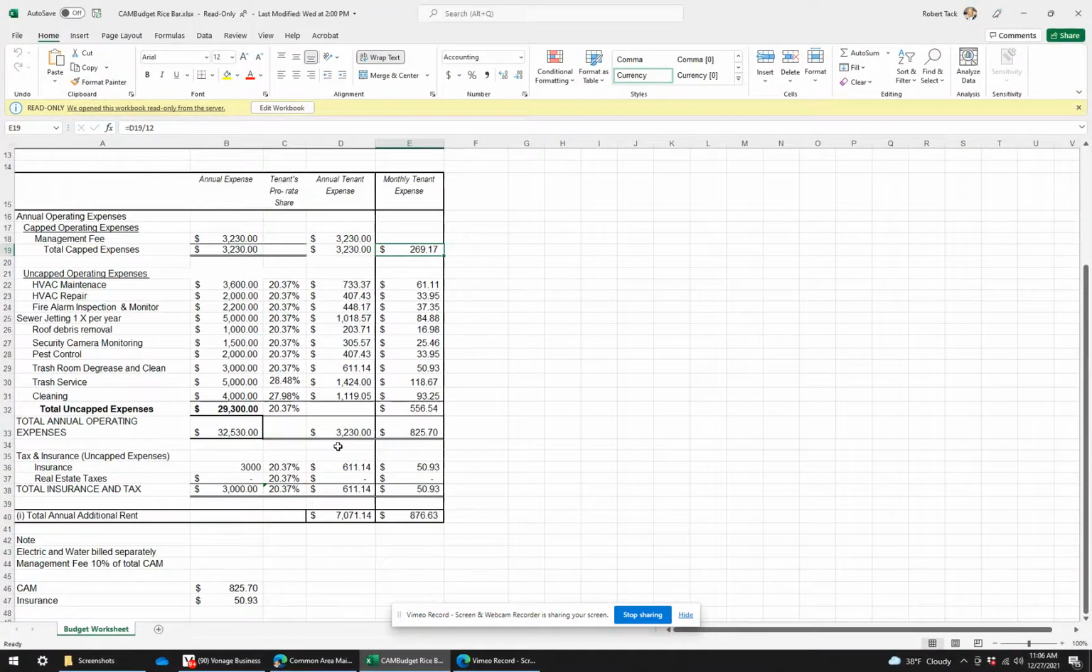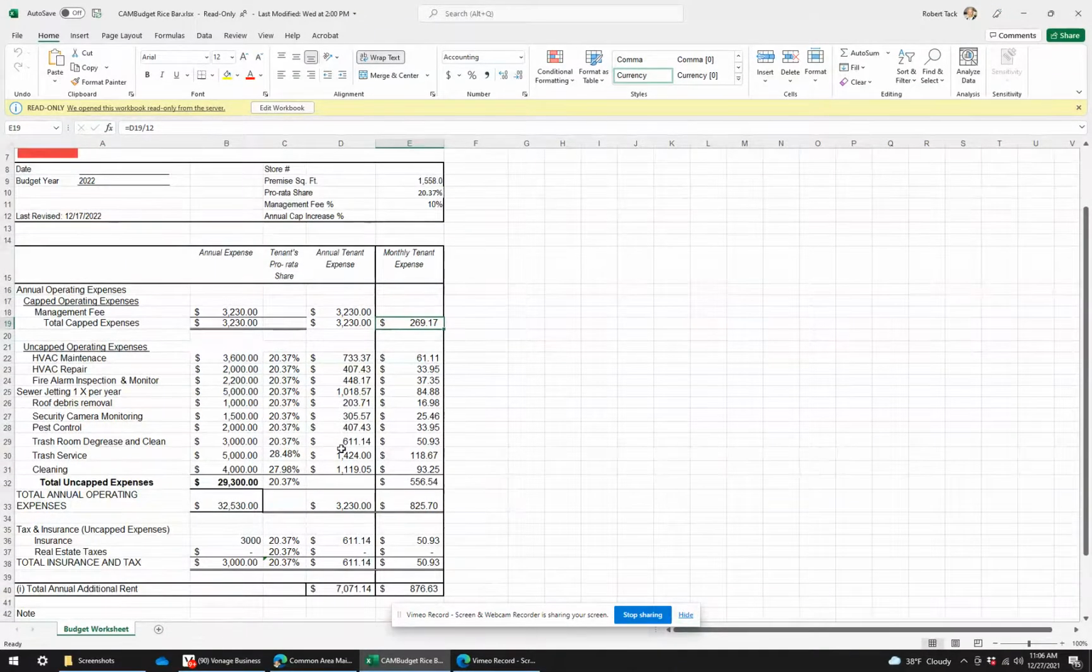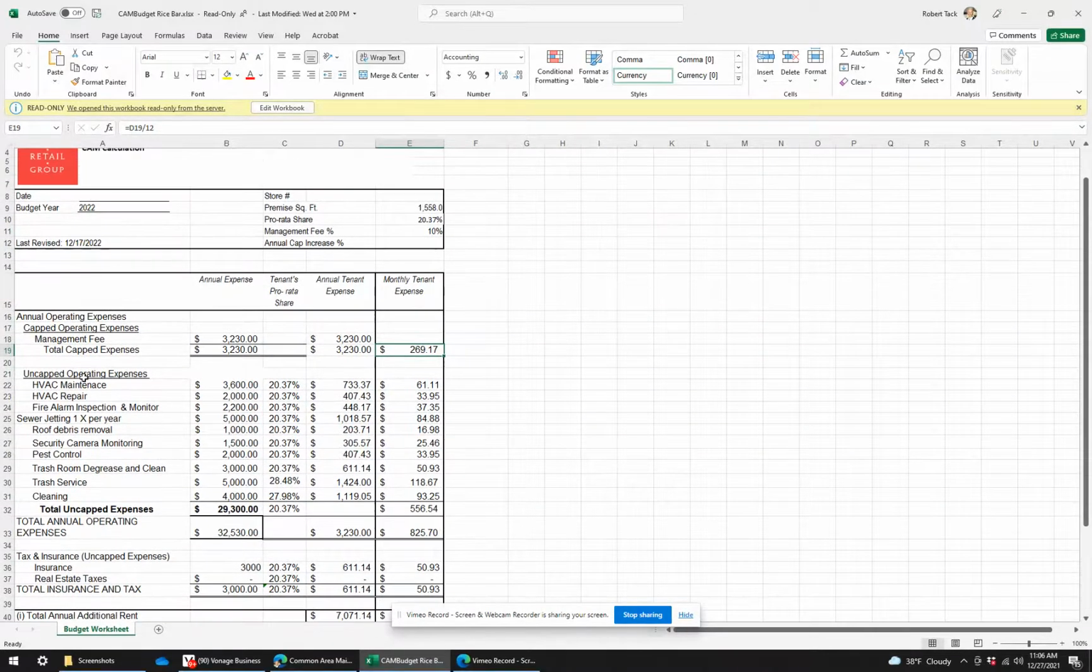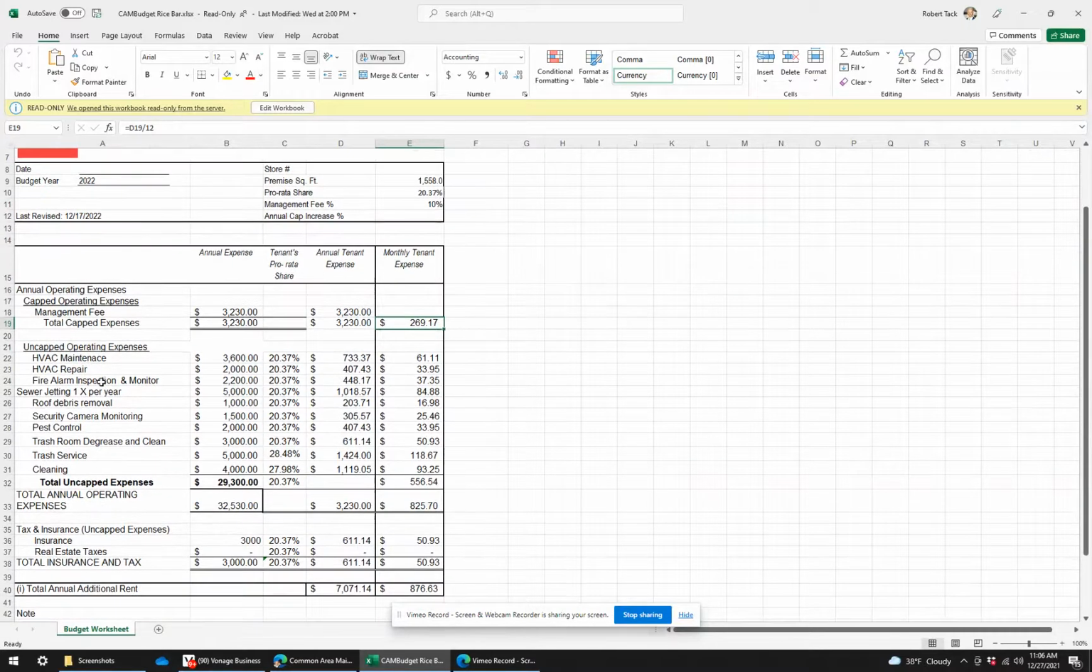So it depends, of course. Everything is driven by the lease. What does the lease state as to the expenses that can be included in the common area maintenance that is passed along to the tenant? In this particular example, we've separated out capped expenses and uncapped expenses. Capped expenses typically just means that there's a cap as to how much the actual increase can be from one year to another. Uncapped is just, it is what it is.